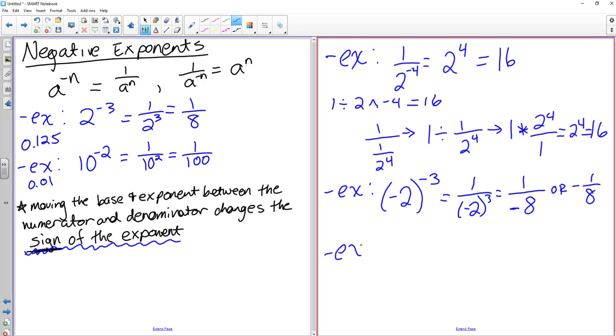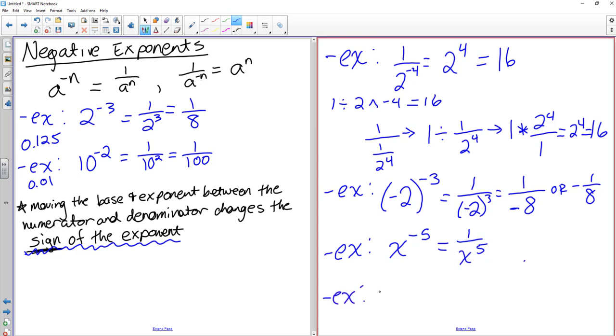Okay, just 2 more. Here all the bases were numbers. Now it works the same way if I had a variable. So let's say I have x to the negative fifth. When I work with exponents with variables, I never want to leave any of my final answers with negative exponents. So I would want to rewrite this as 1 over x to the fifth.